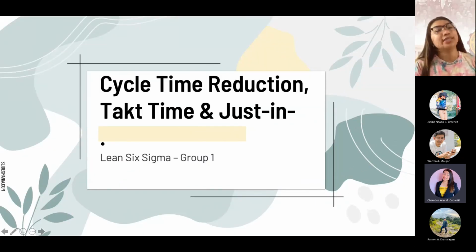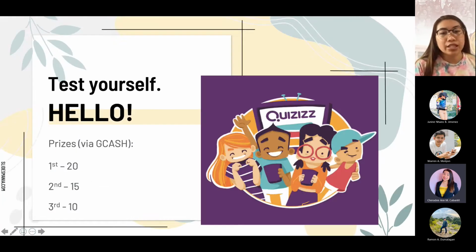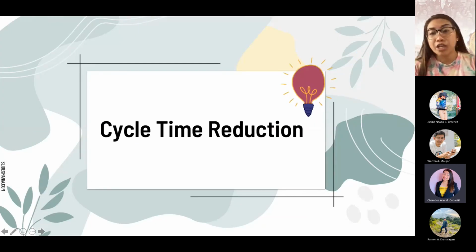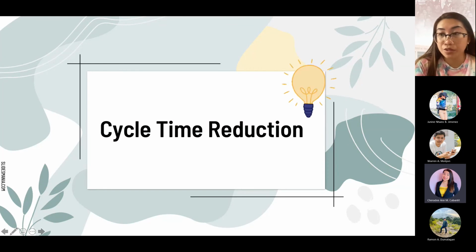So cycle time reduction, TAKT time, and just in time. So cycle time reduction. So what is cycle time reduction? So the goal really, as I mentioned in the previous discussion, is that we have to meet TAKT time by making sure that we are also capable of doing so. That's why cycle time should be computed first, and then whenever it's higher than the TAKT time, we have to reduce it. That's why cycle time actually goes along with TAKT time.